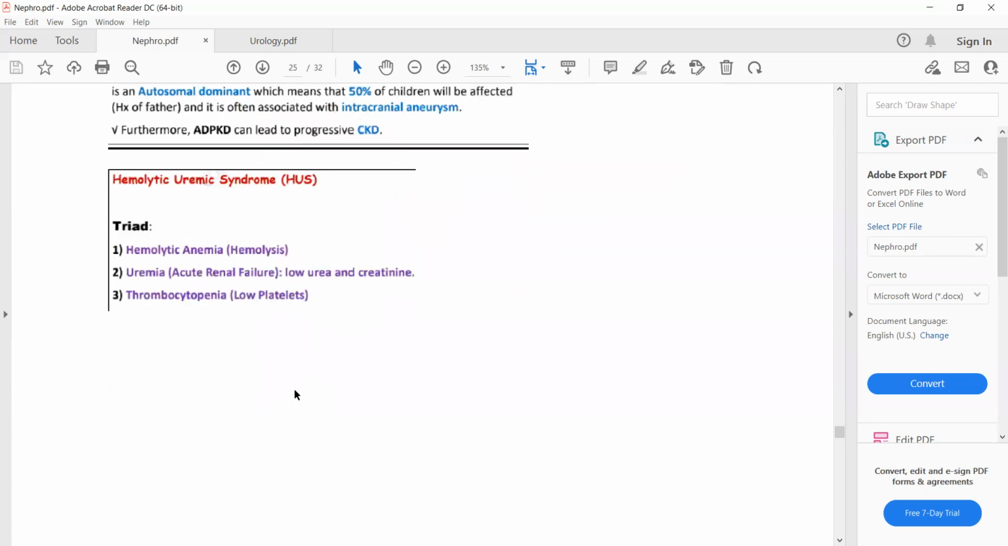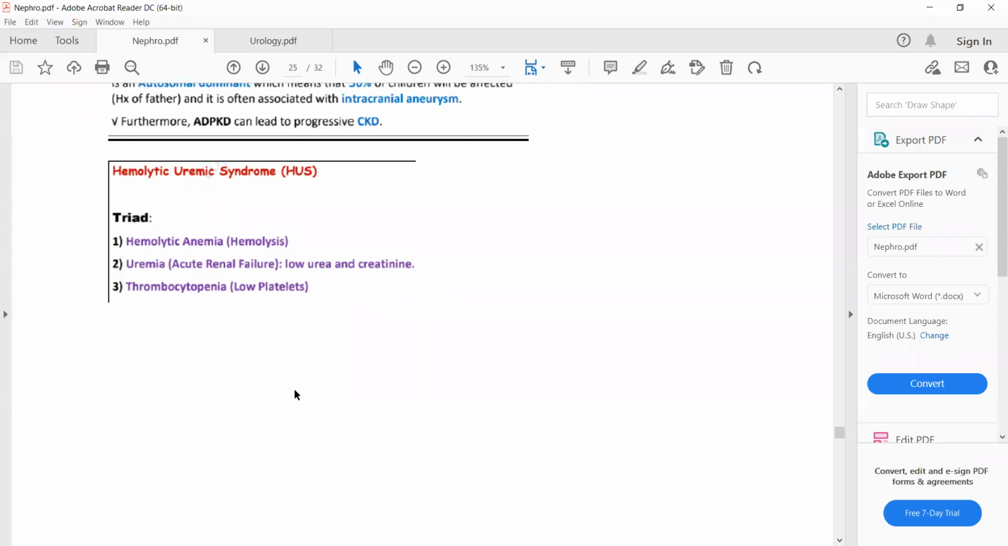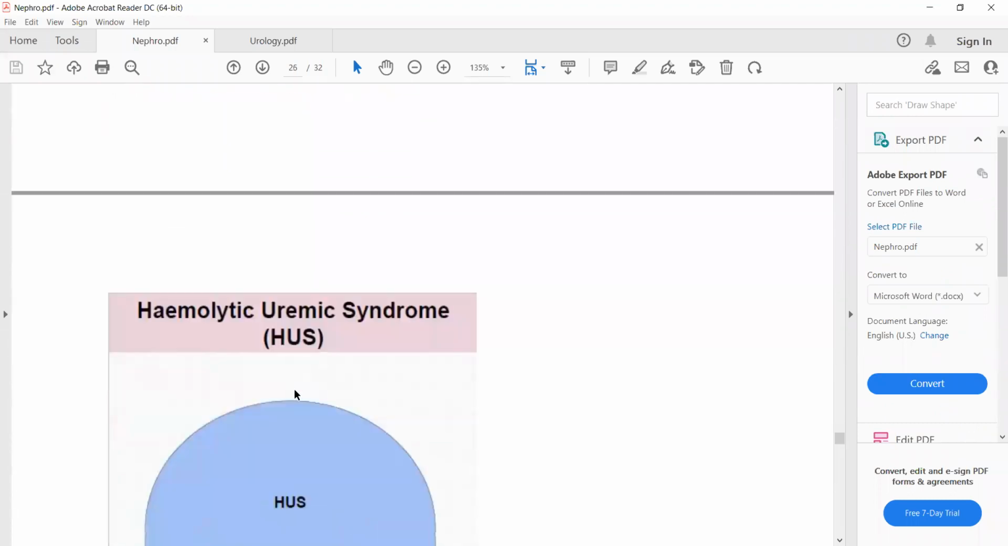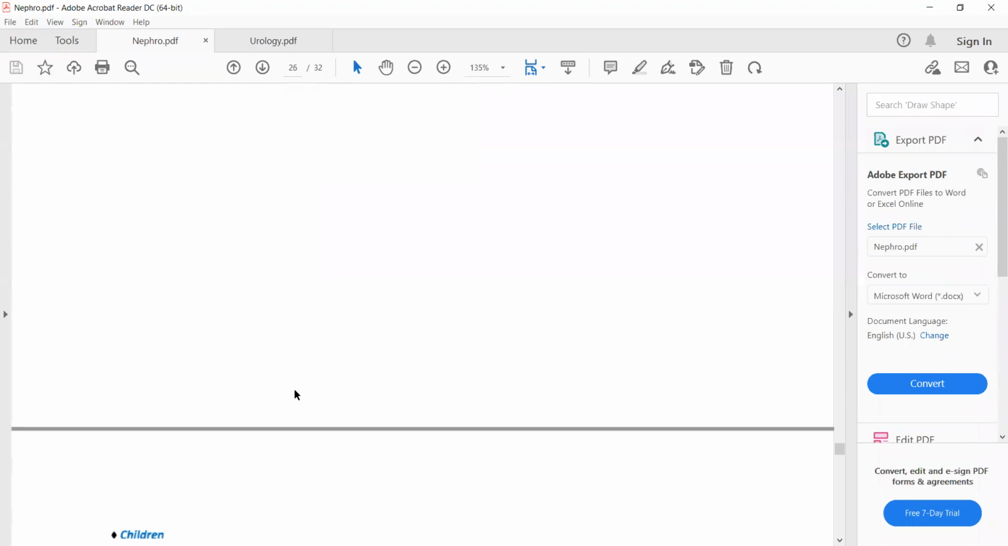Our next topic is hemolytic uremic syndrome. Hemolytic uremic syndrome is an important cause of acute renal failure in children as well as in adults. It is more common in children. Hemolytic uremic syndrome is caused by a toxin of E. coli.